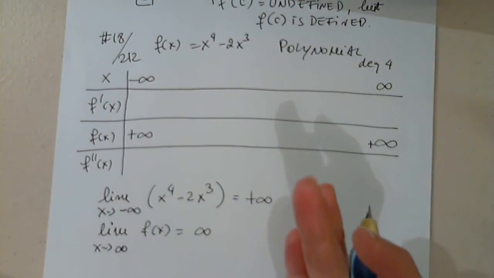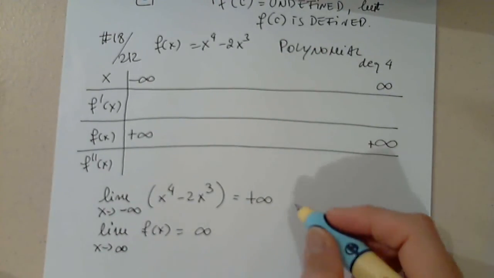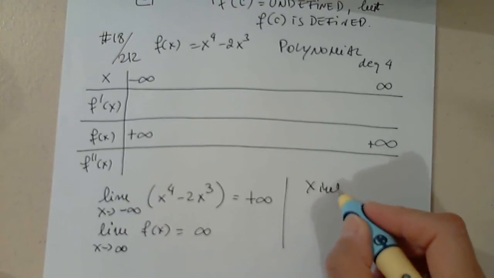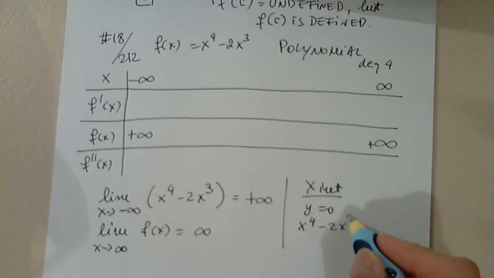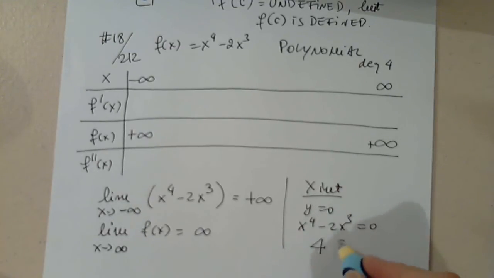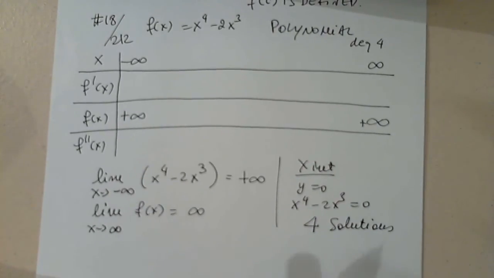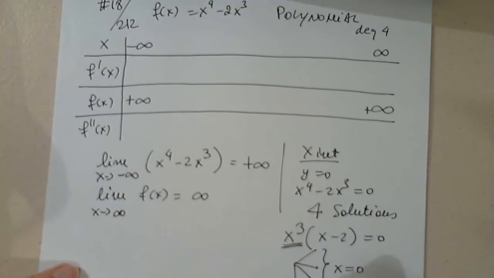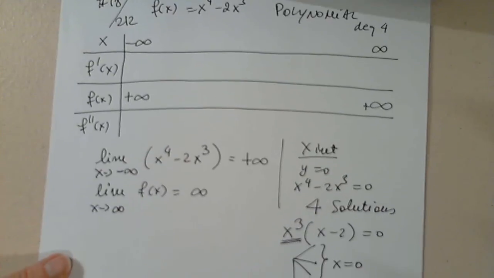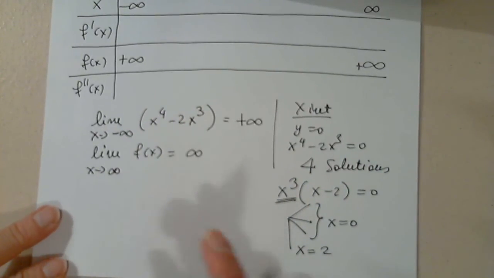What else can I find about the function? From the function itself, I can find the x-intercept. The x-intercept is determined when y is 0, or x to the fourth minus 2x cubed equals 0. I expect 4 solutions, even if they're all the same, because the degree is 4. I factor out x to the third. I have x minus 2 left, and here are our 4 solutions. x equals 0, 3 times because the power is 3. And then x equals 2 is the other option. I summarize the information back in the chart.